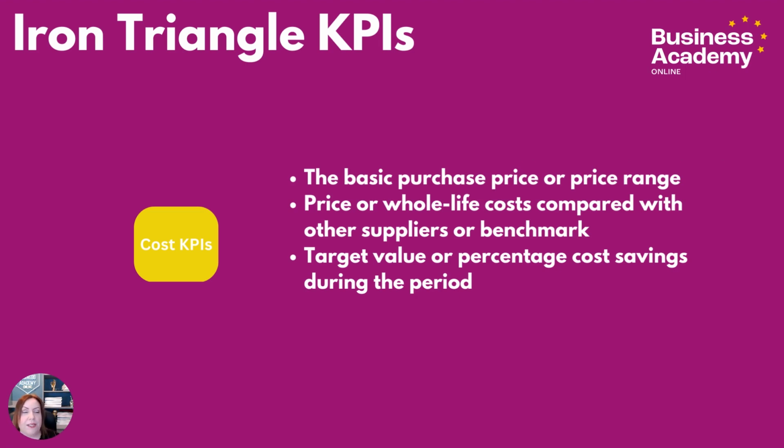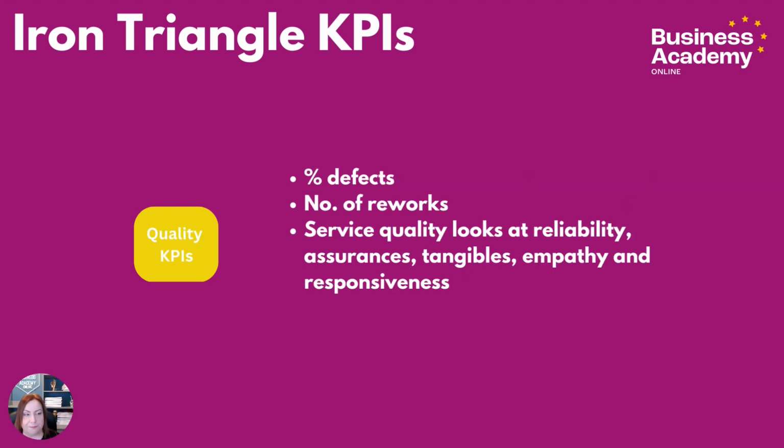What I thought we'd do is drill into each one of these and look at some performance metrics that we might see in them. In terms of cost, we might see KPIs on the basic purchase price or price range. You may see price or whole life costs compared with other suppliers, or benchmarking from one year to the next. Or you may have a target value or percentage cost savings during the period that you set your supplier, and then you can track whether they've met that or not. So there are some performance metrics.